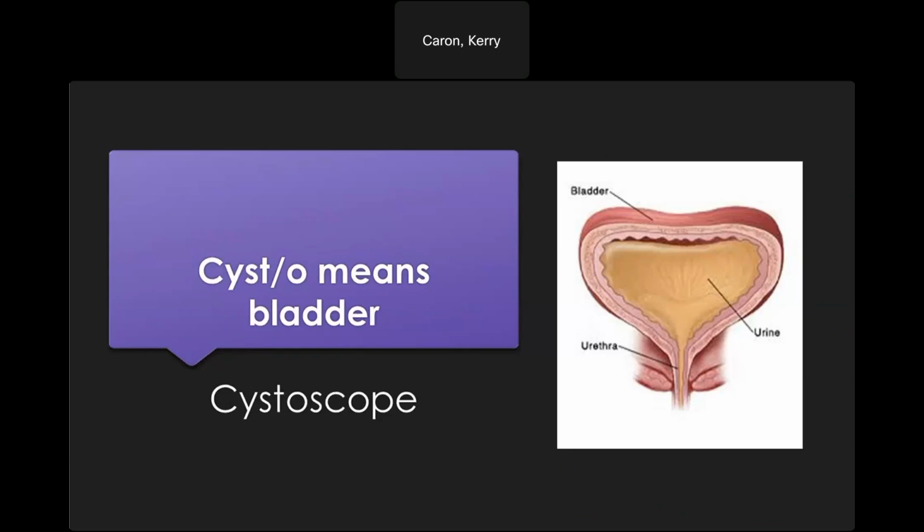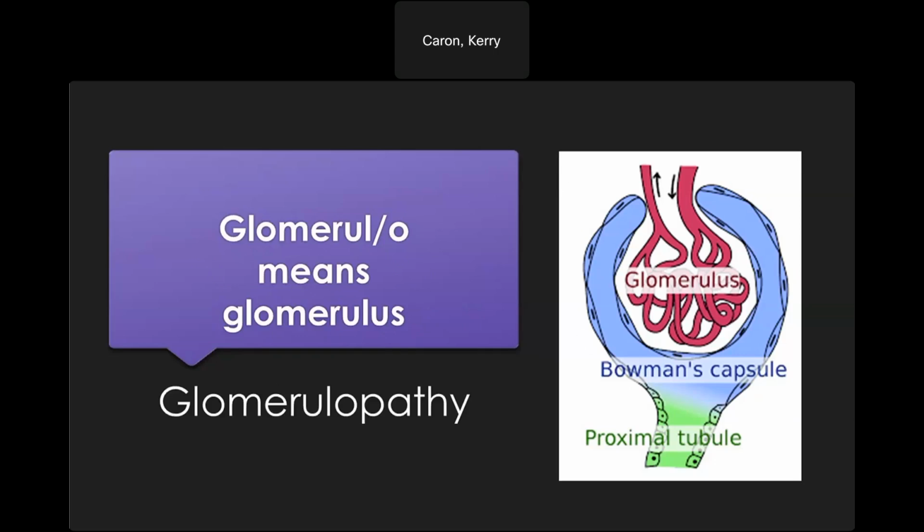Now, cysto is, we learned that with gallbladder. Bladder of any kind is a cysto. So in the example of, in the GI chapter, polycysto was the gallbladder. In this chapter, we're talking about cysto as the urinary bladder. So a cystoscope is an instrument for visualizing the bladder or urinary bladder. And here's where glomerulus comes into play. Glomerulo is referring to the glomerulus. Glomerulopathy is referring to disease of the glomerulus.